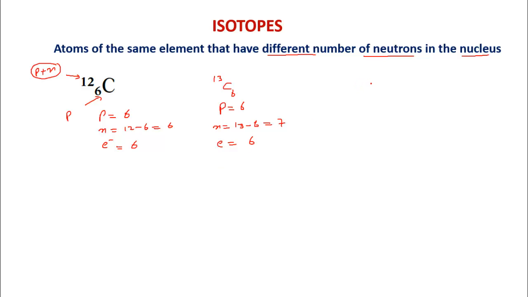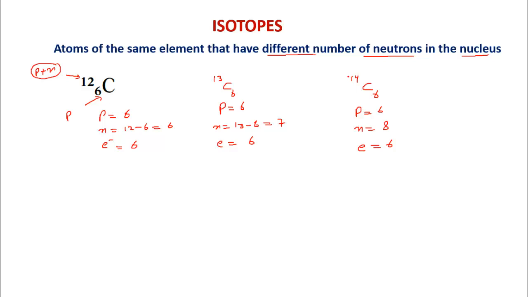Another isotope of carbon is C14. Protons again 6. Neutrons must be 14 minus 6, that is 8. And electrons will be 6. So that means isotopes have the same atomic number, because atomic number represents the number of protons, but different mass number. Why is the mass number different? Because the number of neutrons is different.